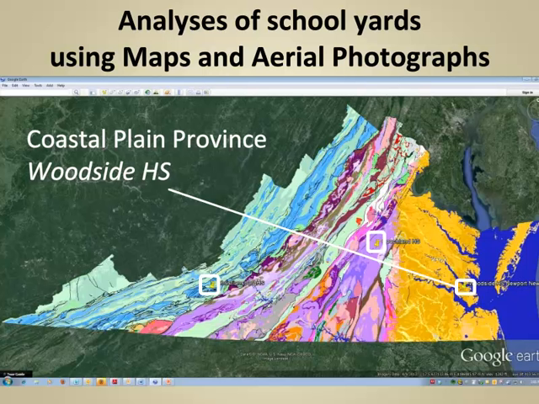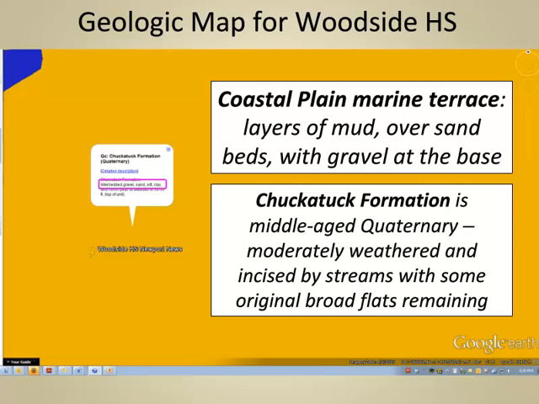In the coastal plain, we picked out of the hat the Woodside High School here in the Newport News area. You see it's on the broad swath there of the yellow and orange kind of soils. These are rock units known as coastal plain terraces. As you get close and look at this particular site, you see that even backing up from the high school, we see a very broad expanse of this Chuckatuck formation.